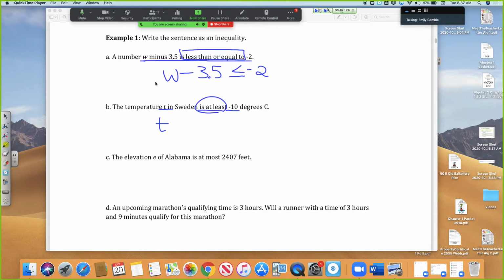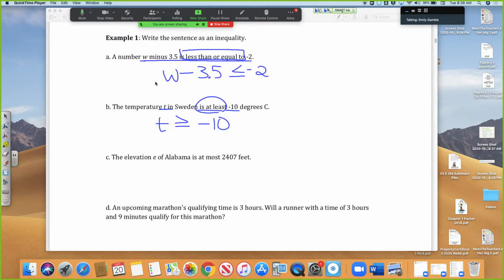If it's at least negative 10 degrees, what symbol would that be? If it's at least, Eli? Perfect. So at least means that negative 10 is the smallest number it possibly would be. So that means it would be anything bigger than negative 10 or equal to is fine as well.